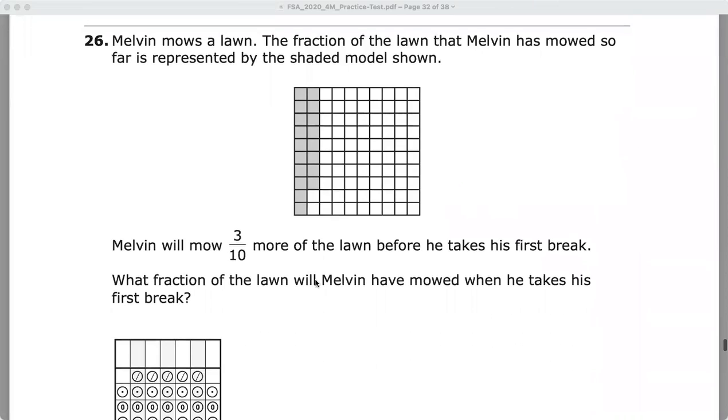Melvin mows a lawn. The fraction of the lawn that Melvin has mowed so far is represented by the shaded model below. So I counted up how many were this way and how many were this way. And it's basically 10 by 10. If the length and the width is 10 by 10, it's 100 square units. So in this model, there's 100 square units, okay?